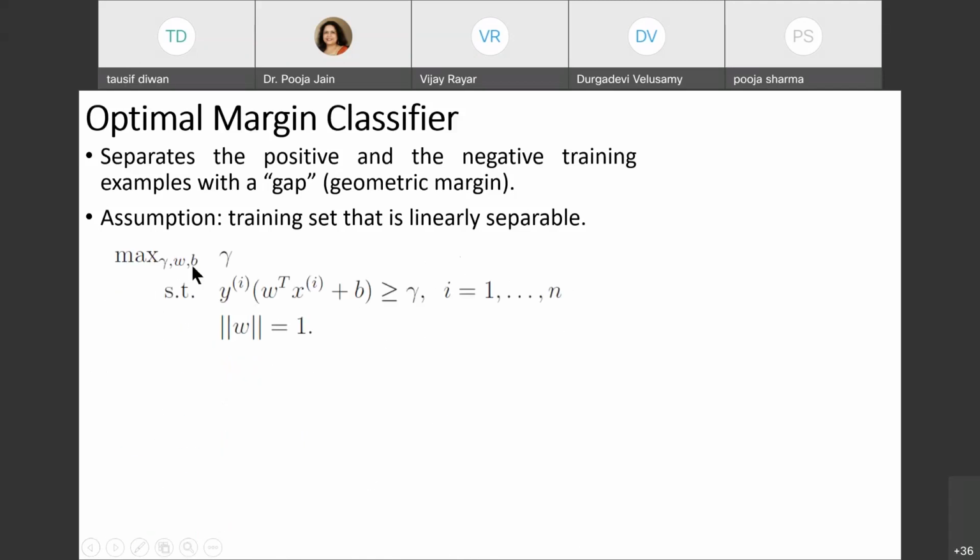Here we are interested in maximizing gamma. What is gamma? Gamma is the geometric margin corresponding to the entire training set. We want to maximize this gamma. What is gamma? Gamma is nothing but the minimum geometric margin.